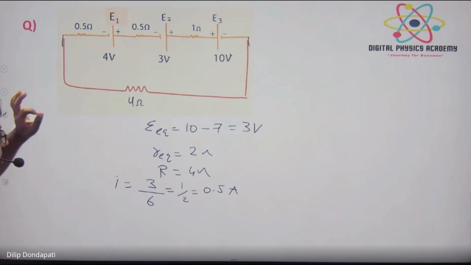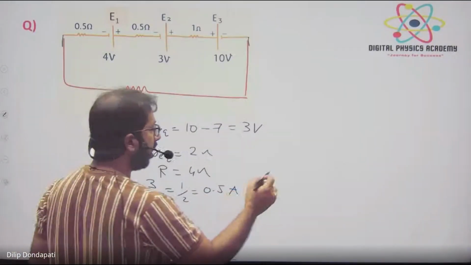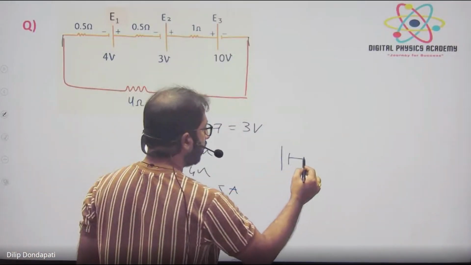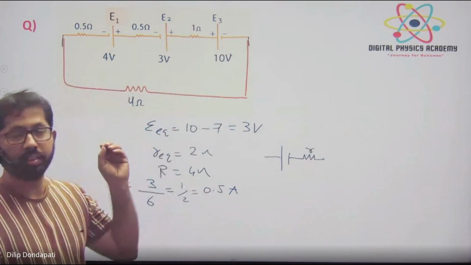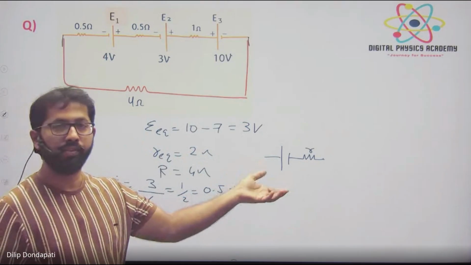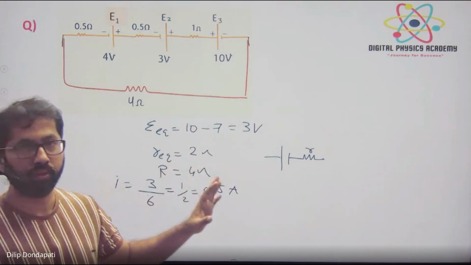You will always draw the diagram. Cell, internal resistance, always draw the cell and draw the internal resistance. So whenever they don't mention anything, cells connected in series means same polarity only. If they mention different polarity, then only do it that way. Okay, different polarity.